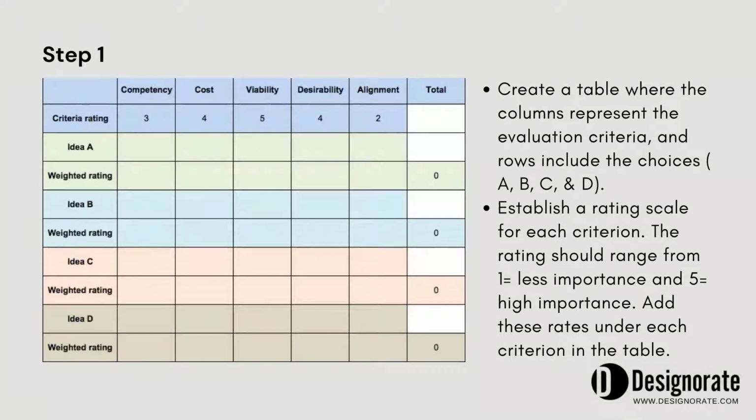First, create a table where the columns represent the evaluation criteria, and rows include the choices A, B, C, and D. Establish a rating scale for each criterion. The rating should range from 1 equals less importance and 5 equals high importance. Add these rates under each criterion in the table.